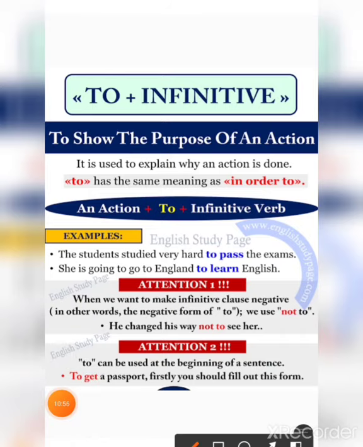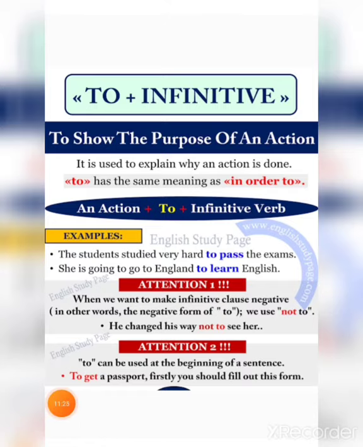Now, if negative or not is used in the sentence, how will you write it? Look at the example over here. He changed his way not to see her. Whenever you have to make the sentence negative, before to you add not. He changed his way not to see her.